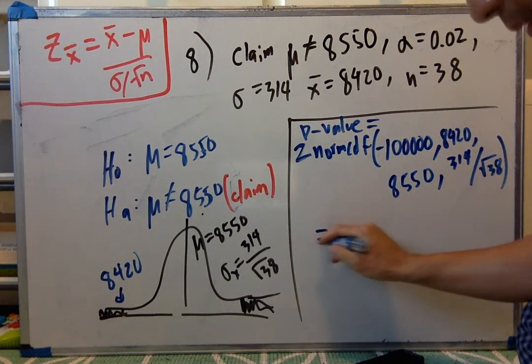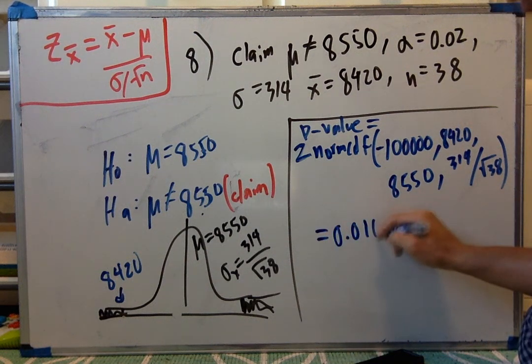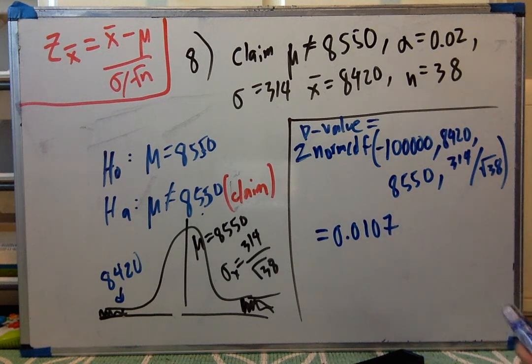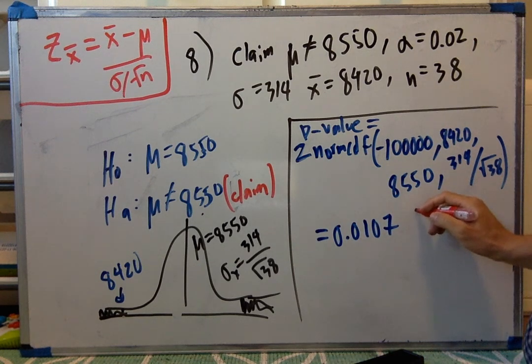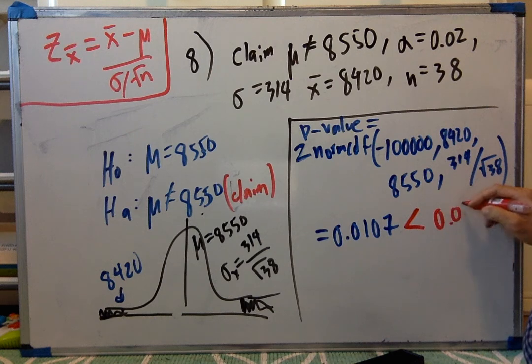And I get 0.0107. Now, the only thing that's important here is that that value is less than 0.02, my allowable error.